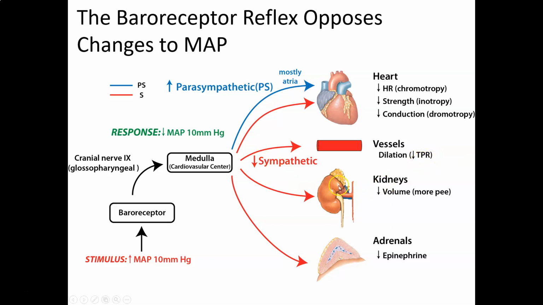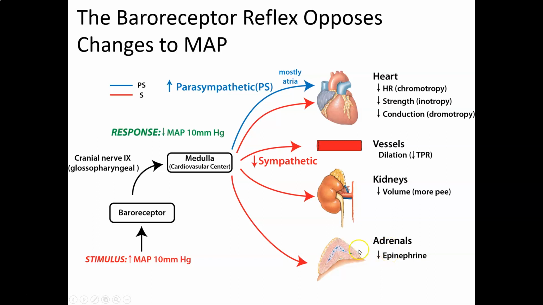We're also going to decrease the sympathetic stimulation to the kidneys. In the kidneys, and we'll see this in the last section, that'll decrease blood volume. So what we're going to do is have more pee, right? And so if we have more urine excretion, it's going to decrease volume, which is going to help decrease pressure. In the adrenal glands, we're going to decrease the epinephrine release. Remember, epinephrine is released from chromaffin cells in the adrenal medulla, right? And so we're going to decrease the amount of epinephrine.